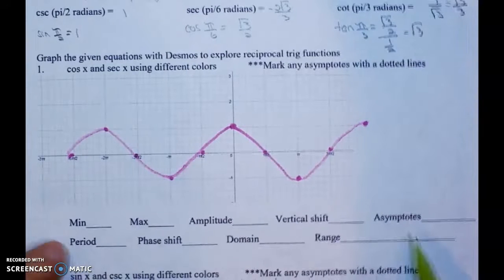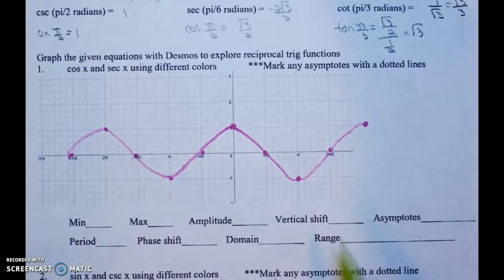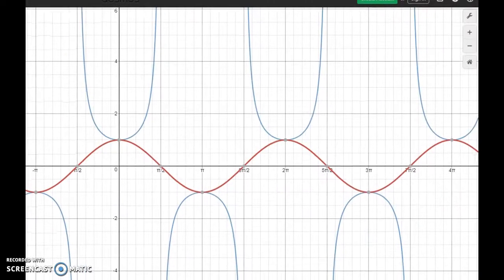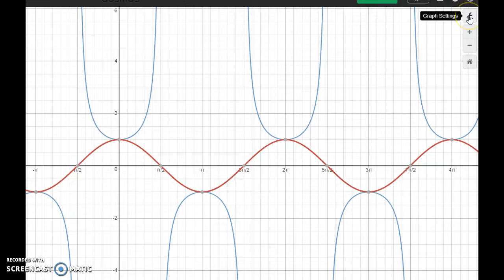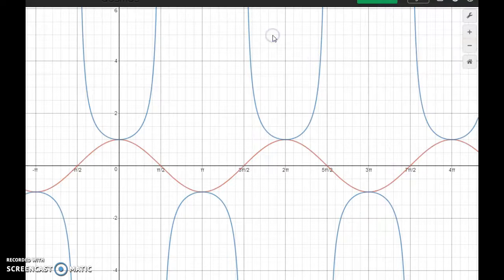We've already analyzed the graph according to the cosine many times. This information is going to be analyzing with respect to the secant. Here's my graph on Desmos. And again, if you need some help getting the graph to pop up, you're going to go up to this little icon. You're going to change this to step, and I literally just typed in pi, and it automatically changed it to pi, and make sure you're on radians.